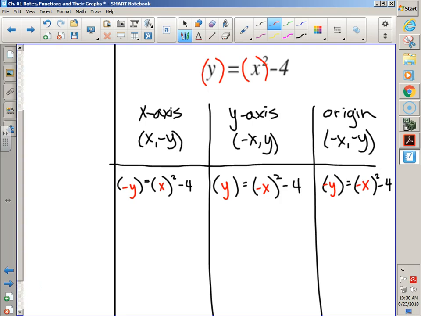Simplify. Okay. Well, what does simplify? Well, 1 times negative y is negative y. X squared is, well, x squared minus 4. Y is y. Negative x squared is negative x times negative x, positive x squared. You guys agree? And then this last one, 1 times negative y is negative y. Negative x squared is positive x squared. We're supposed to take each of these simplifications and compare them with the original at the top. Which of them match and which of them don't?